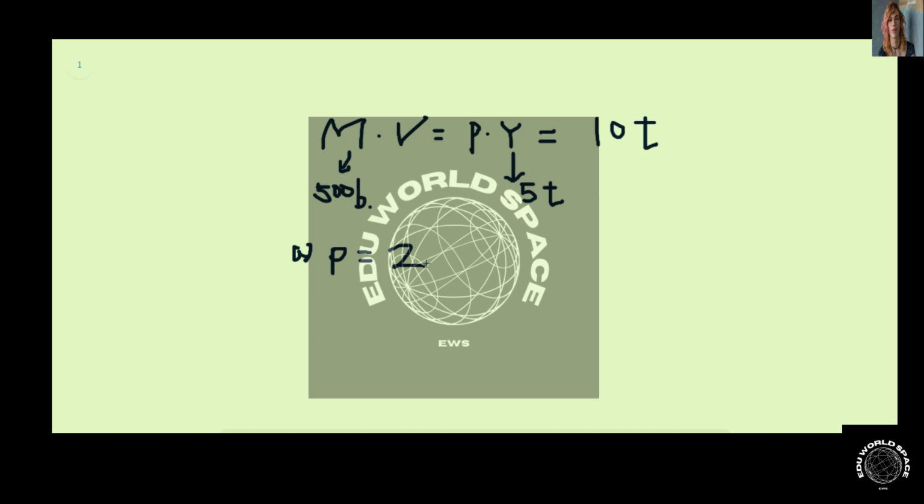And what about the velocity of money? What about V? V is just 10 trillion divided by 500 billion. So 10 trillion is like 10,000 billion, right? So this divided by 500 billion is 20. So the velocity of money is 20 in this question.